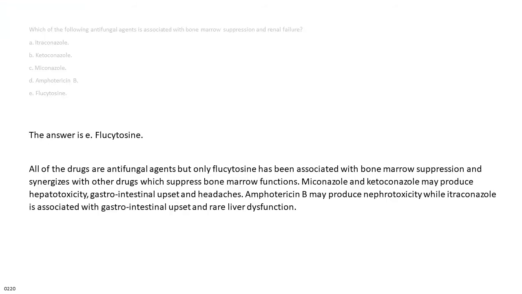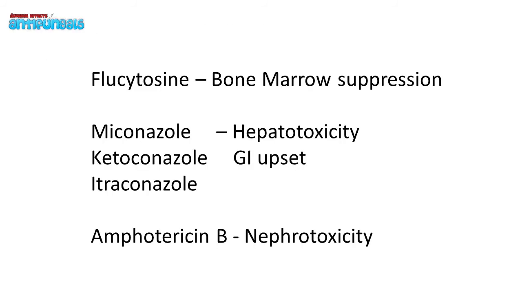Which of the following antifungal agents is associated with bone marrow suppression and renal failure? A. Itraconazole. B. Ketoconazole. C. Miconazole. D. Amphotericin B. E. Flucytosine.